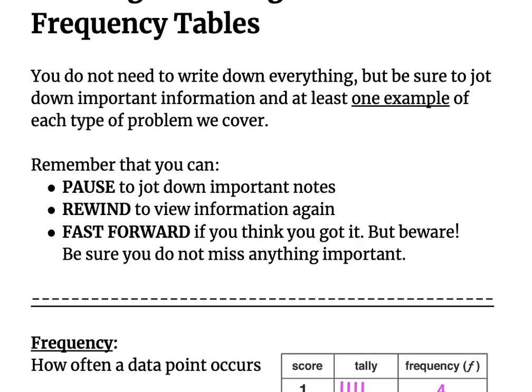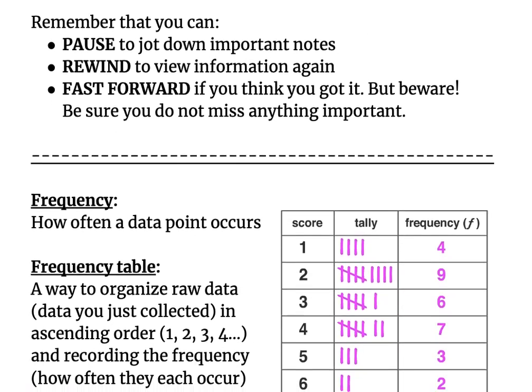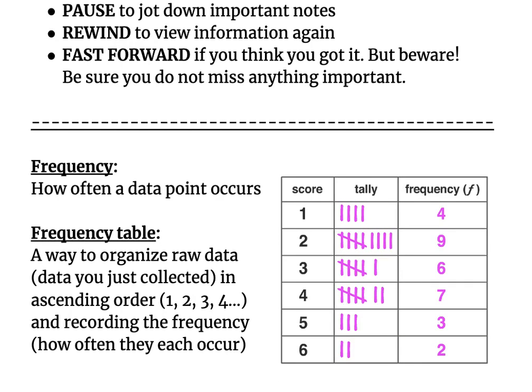Alright, so when we are collecting data to answer our statistical question, we are going to have to somehow jot down our data, right? So that's when we use a frequency table. Frequency just tells us how often a data point occurs. So a frequency table is a way for us to organize that raw data. And what I mean by raw data is just data you just collected. You haven't done anything to it yet, you're just recording it. That's what we call raw data. So a frequency table helps us organize all that data.